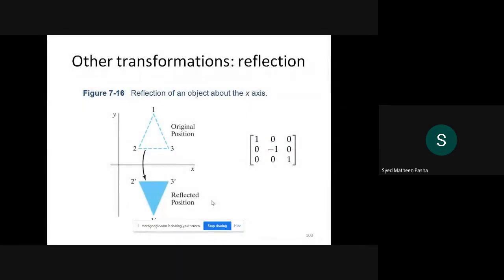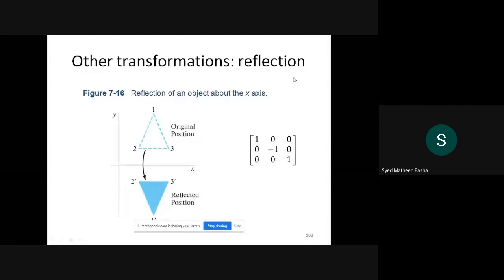Then, as we saw, there are three different geometric transformations, right? That is translation, scaling, as well as rotation. These were the initial three transformations. In addition to these, we have two more transformations, which are reflection as well as shear. I can write it as SHEAR. That is called shear. You need to remember this.